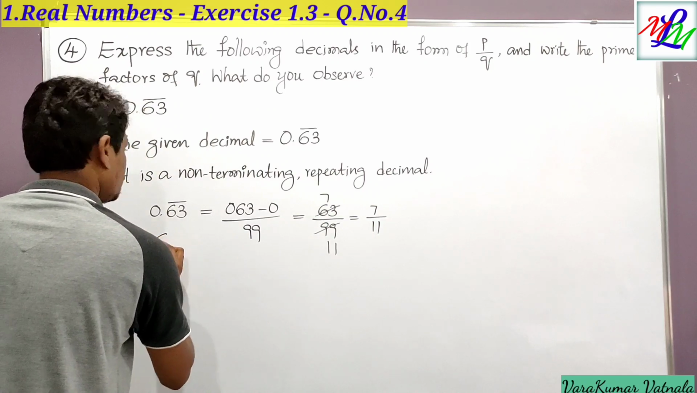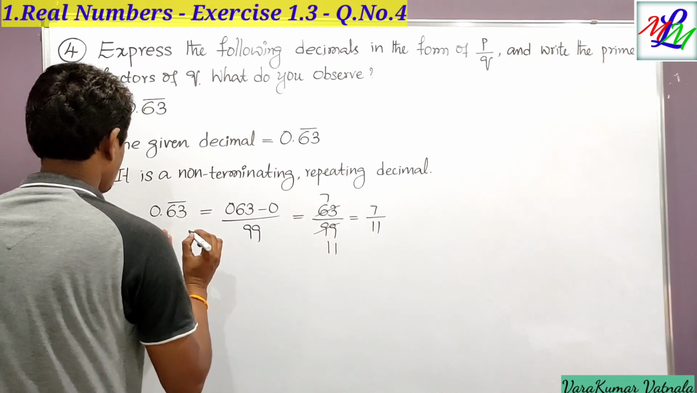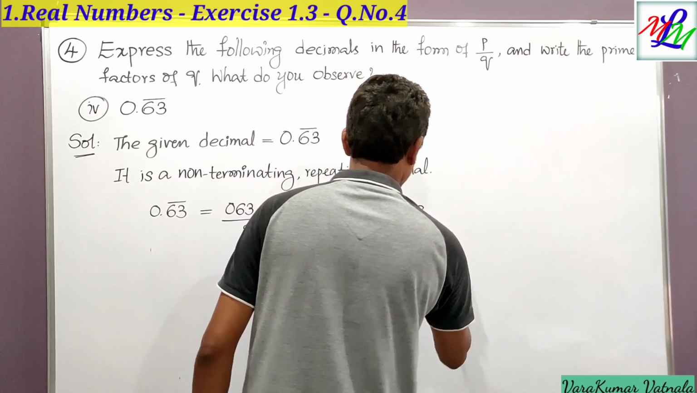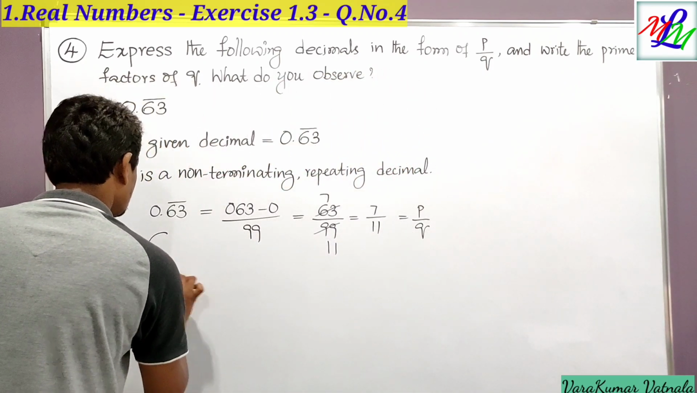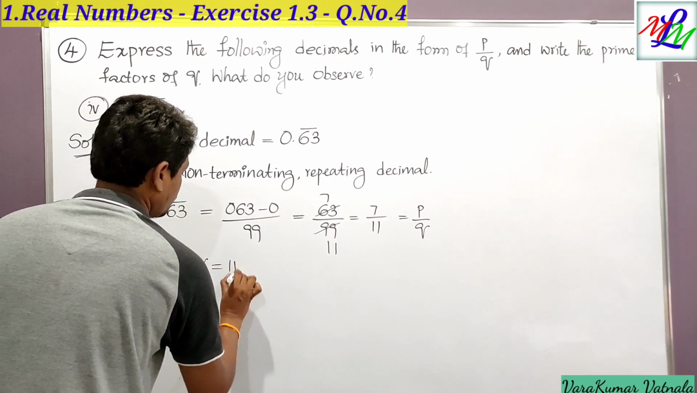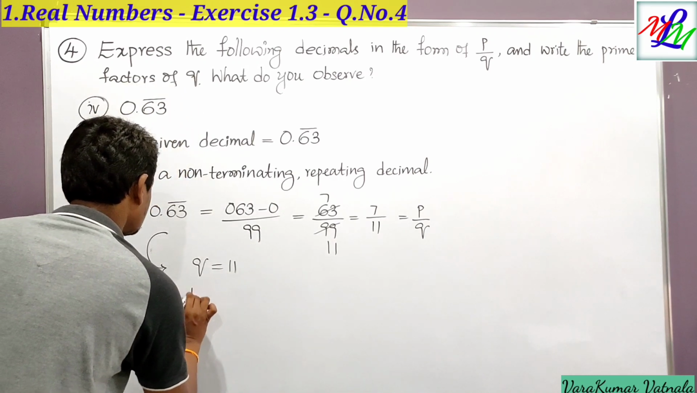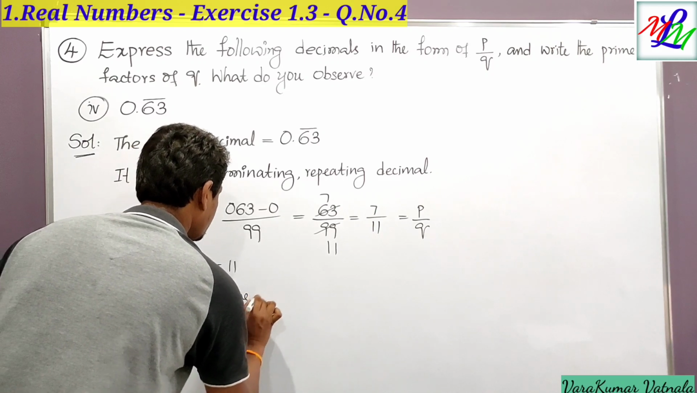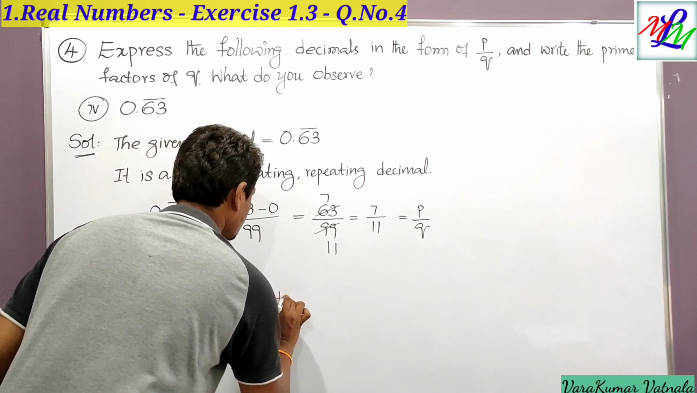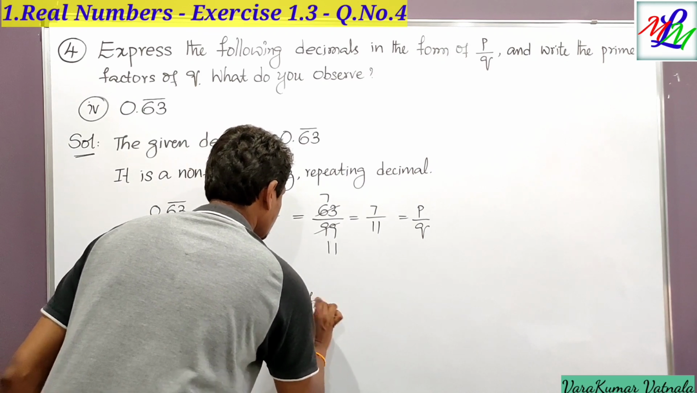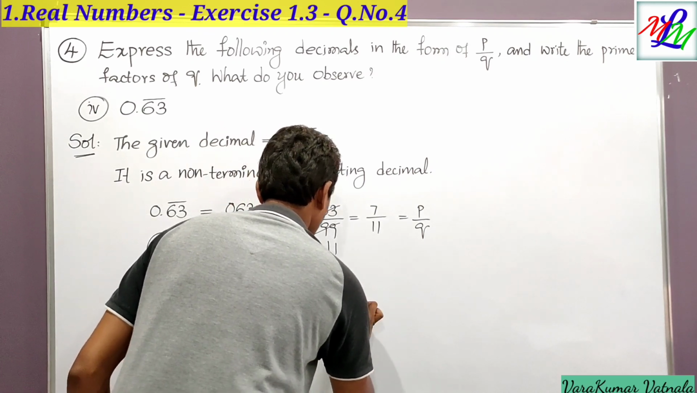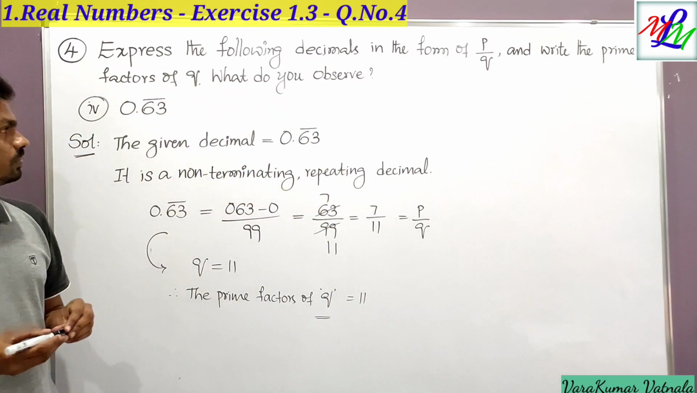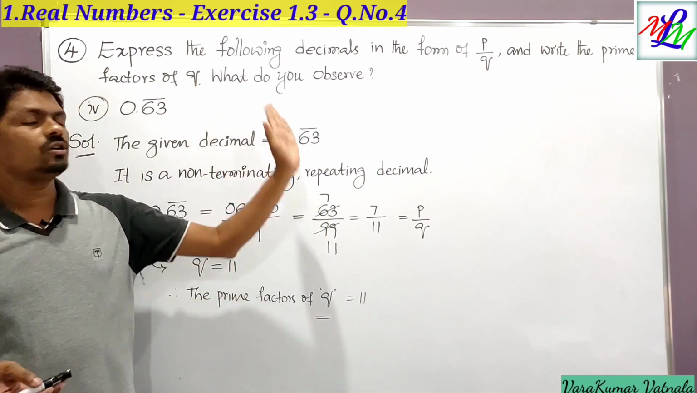So this is p by q. Now the q is equal to what? q is equal to 11 here. Therefore the prime factors of q are 11. So this is the fourth bit, student, and next he is asking what do you observe?